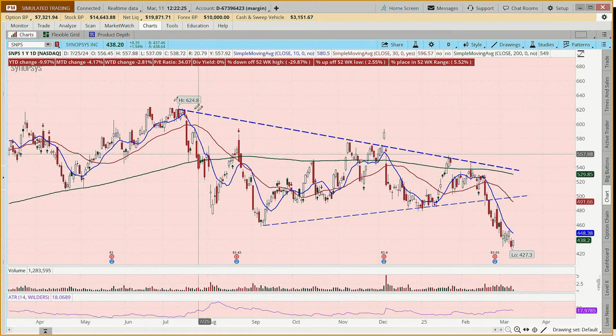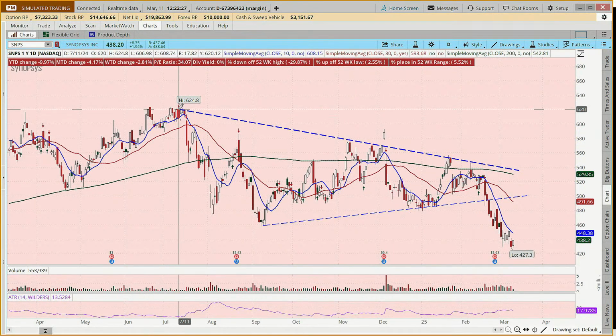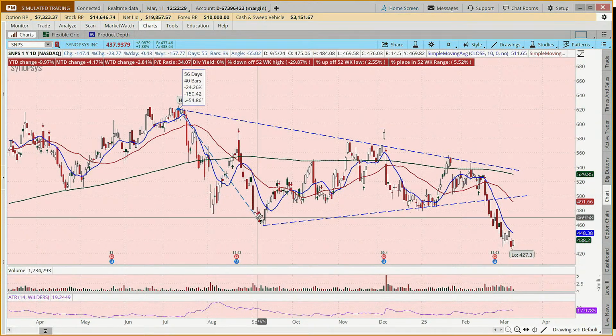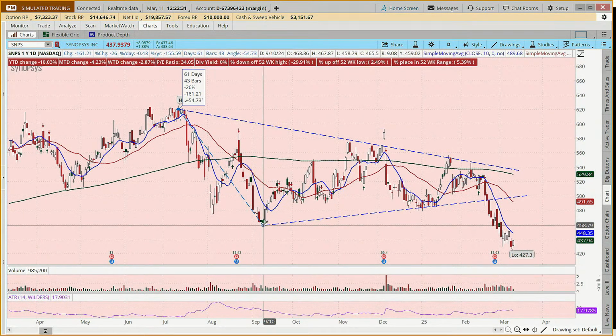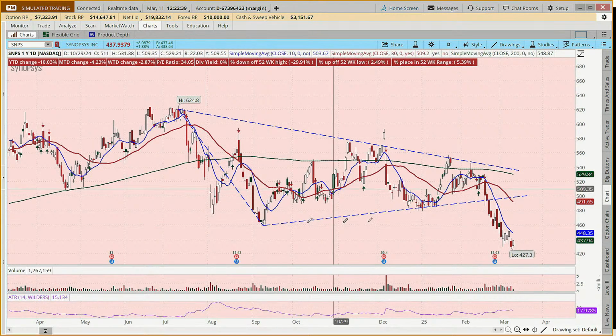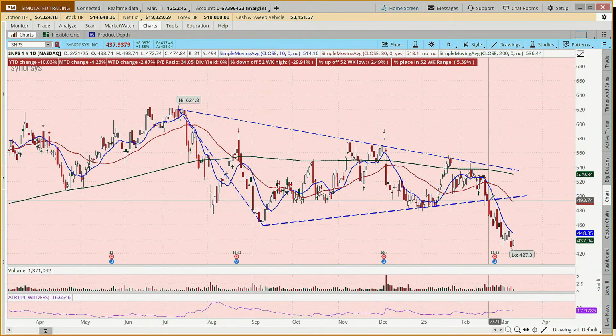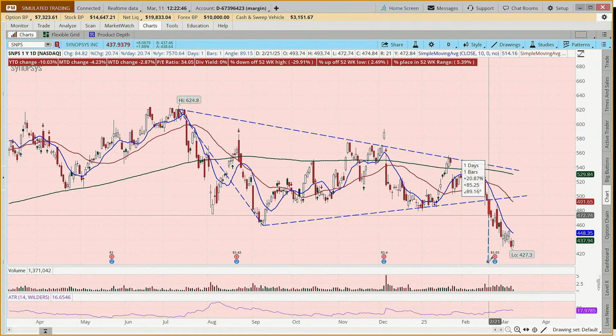So if we wanted to draw a line, we've gone from 624 down to, oh, what's that price at? 458. That's a 161 point move. And so what might a target be if we started here around 493 and went down 161? Well, we'd have to add more space at the bottom of our chart to make that 161.